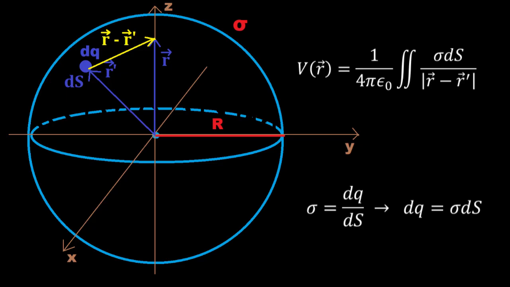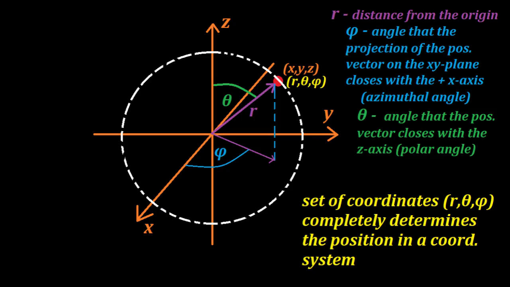And now we shall introduce non-Cartesian coordinates, spherical ones to be exact, r, theta, and phi, where r is the distance from the origin, theta is the angle that some position vector closes with the positive side of the z-axis, also called the polar angle, and phi is the angle that the projection of some position vector on the xy plane closes with the positive side of the x-axis, and is also called the azimuthal angle.